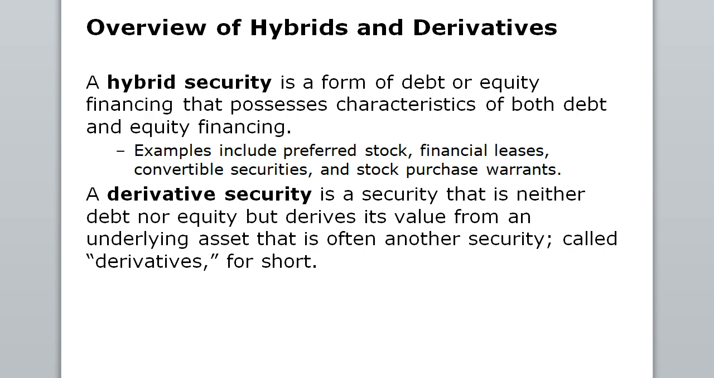A derivative security is a security where the value of the security is derived from another security. So, a derivative security is more like a contract where the underlying value of the contract is based on another security. And we call this arena derivatives.